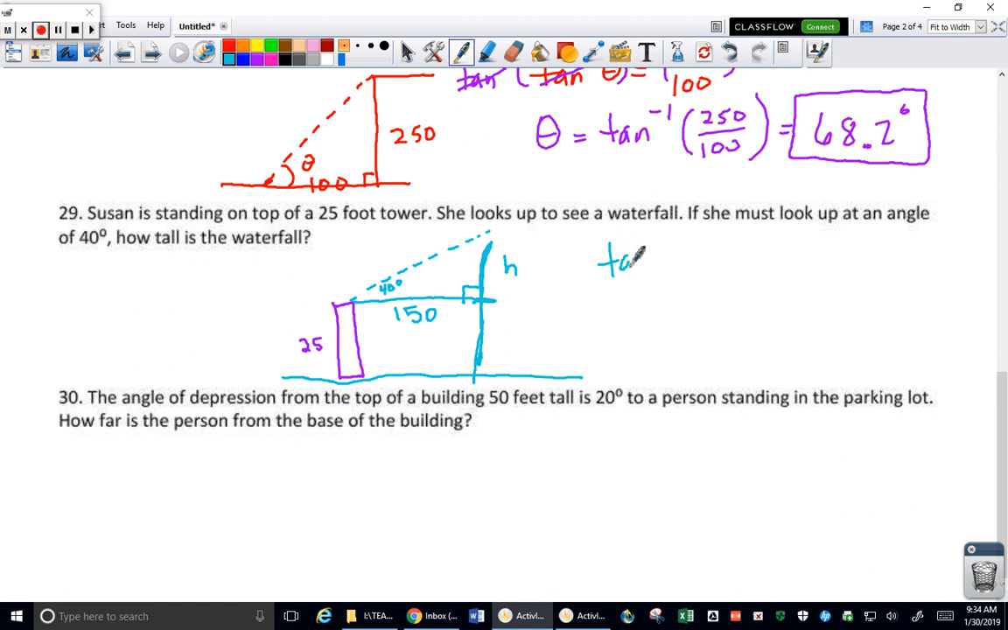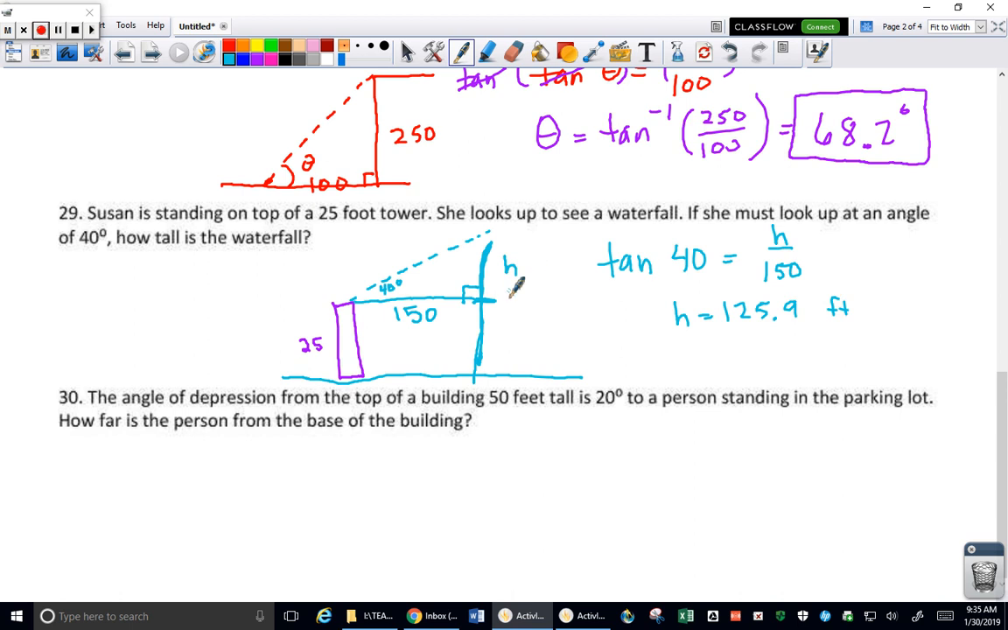So once again, we're using tangents because this is an opposite and an adjacent. So tan of 40 equals h over 150. So we multiply both sides by 150. 150 tan of 40 is 125.86, so 125.9 feet. Decently tall waterfall.